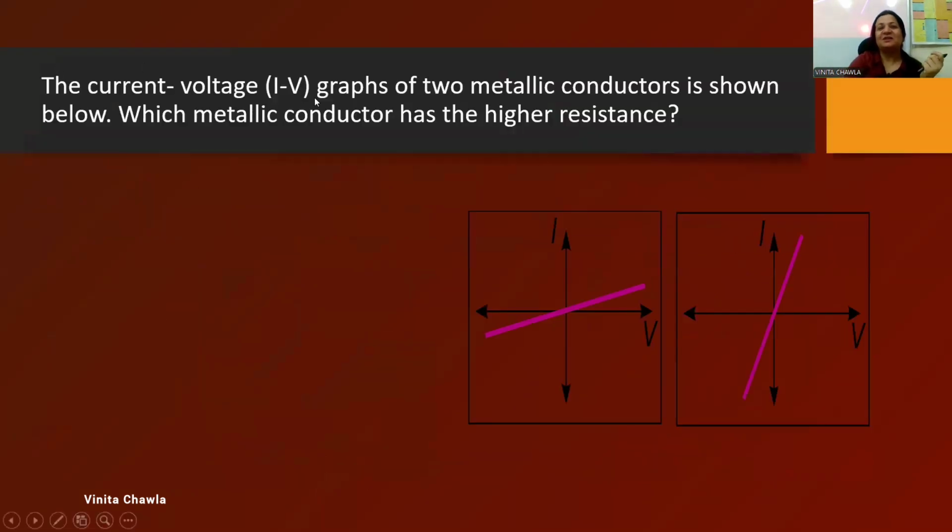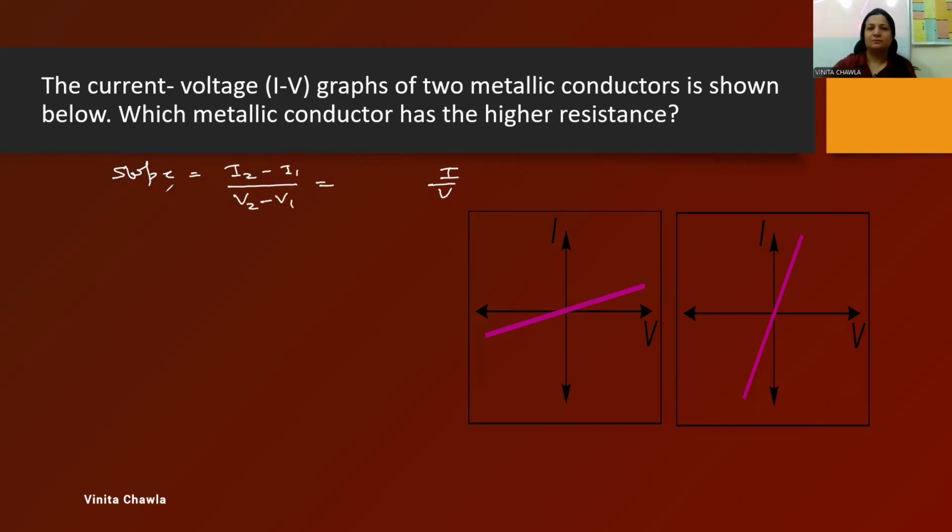Okay, the current voltage graph of two metallic conductors is shown below. Which metallic conductor has the higher resistance? IV graphs are given. You have to tell which one has higher resistance. So when you have an IV graph, what do you get? 1/R or R? From the IV graph, when we find the slope of the IV graph, we have I2 minus I1 upon V2 minus V1. Yes. So it's I upon V. I upon V is 1/R.